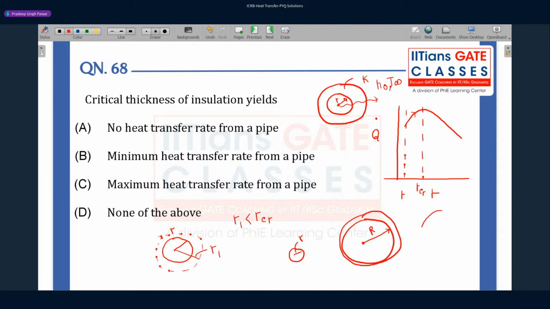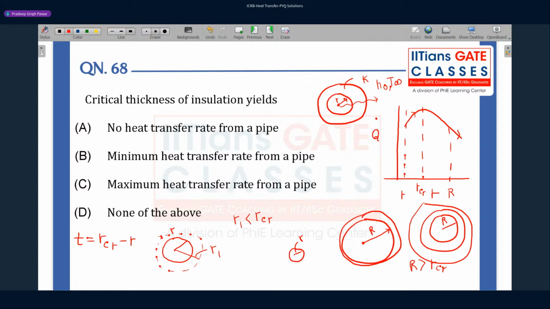Let us say you have a steam pipe, a pipe through which steam is flowing, and its radius is capital R, which is very much greater than R_CR. Then if you add insulation, your heat transfer rate decreases. But in small copper conductors, if you add insulation, it increases the heat transfer. The critical thickness of insulation is nothing but R_CR minus R.